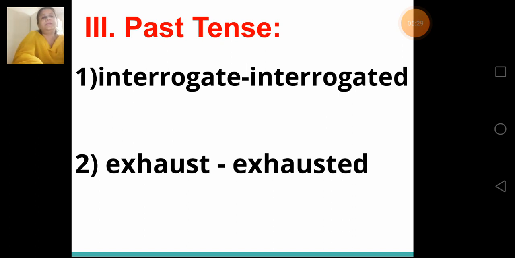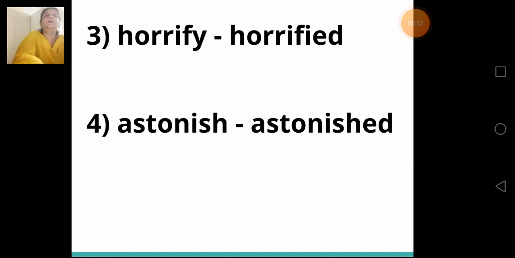Second word, exhaust. And the past tense of exhaust is exhausted. E-X-H-A-U-S-T-E-D. Exhausted. Exhaust, exhausted. Third word, horrify. And the past tense for horrify is horrified. H-O-R-R-I-F-I-E-D. Horrified. Horrify, horrified.